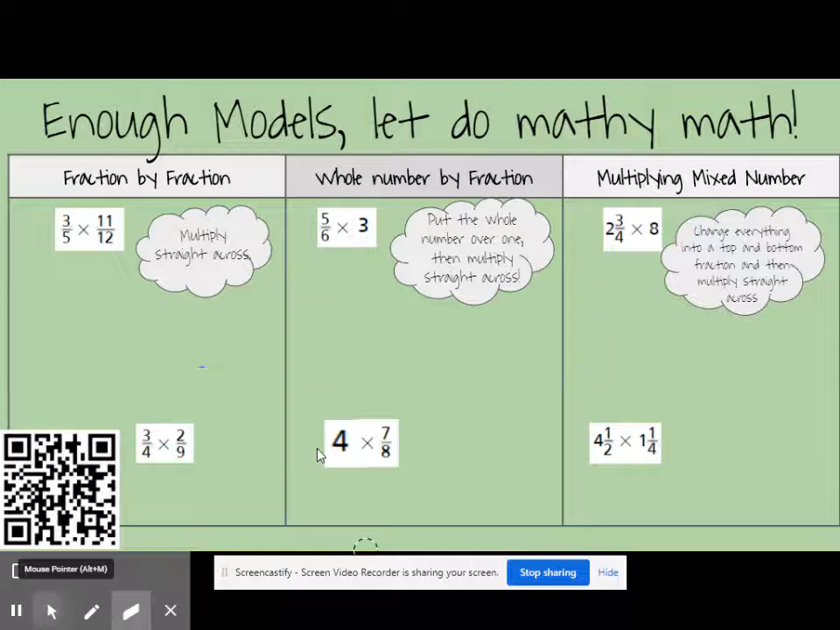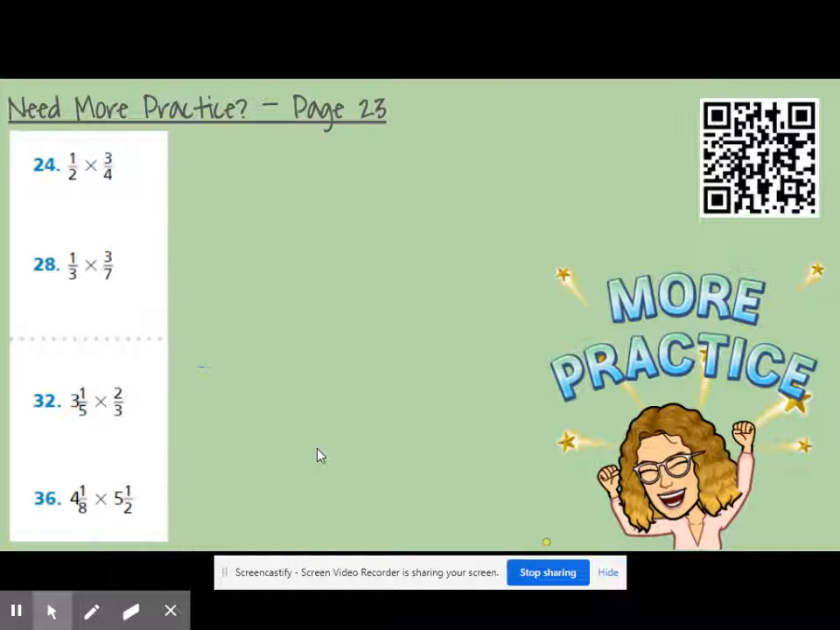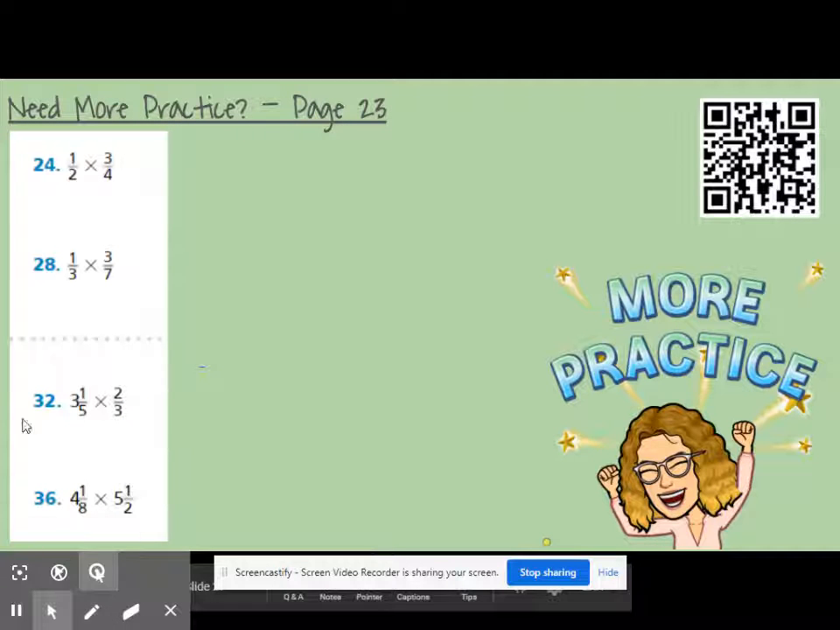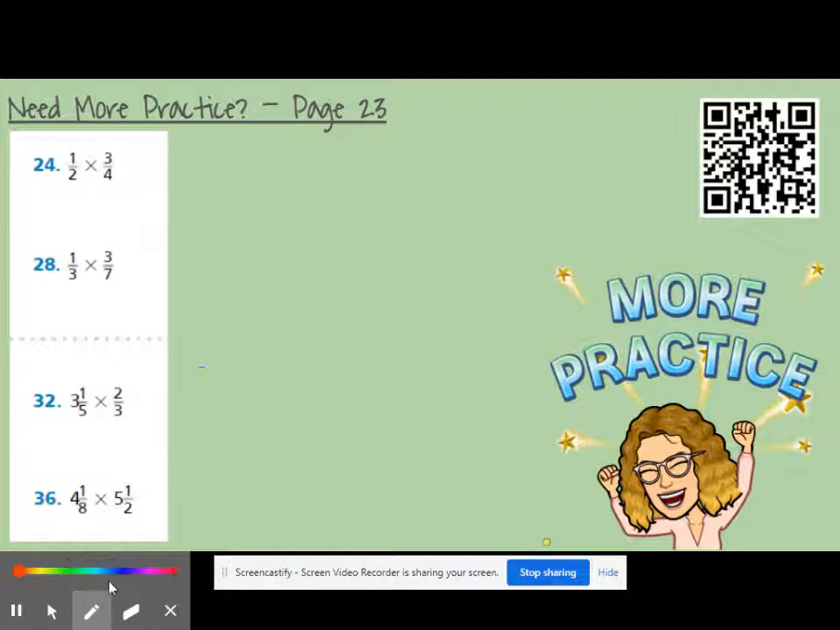So let me click the mouse and go through. These are the problems I wanted you guys to practice. It's on page 23. Page 23, there's 4 problems I want you to attempt. So go ahead and pause and try these 4 problems and then come back here to see them worked out.